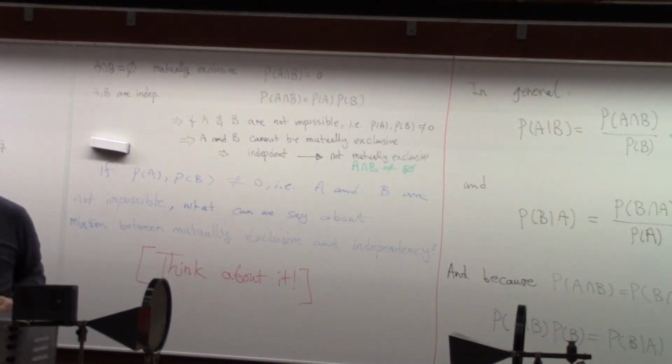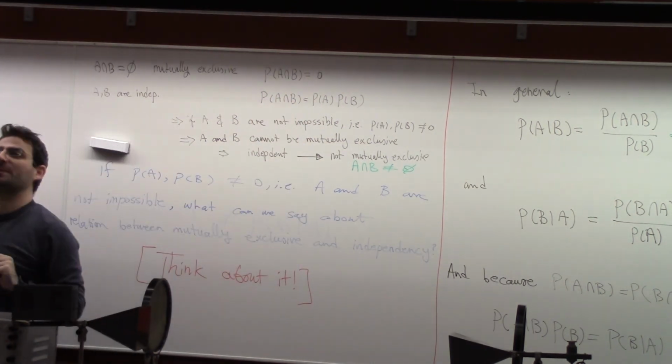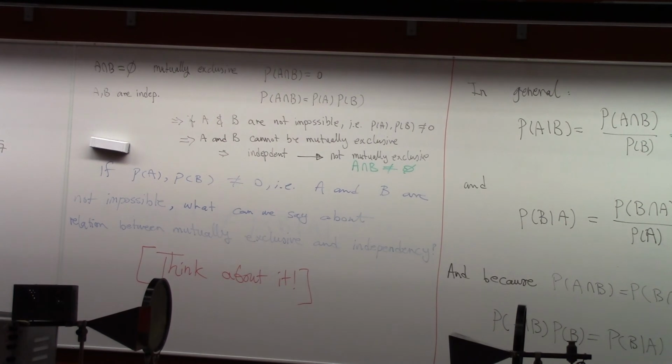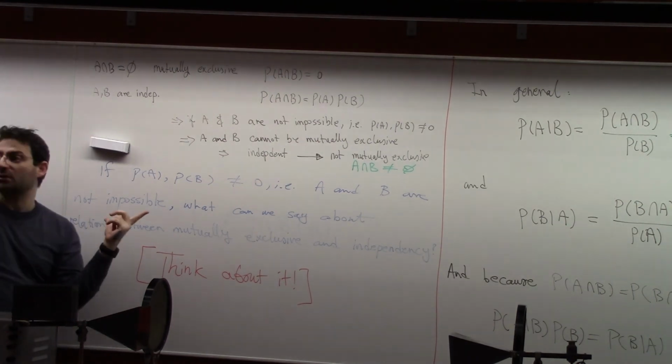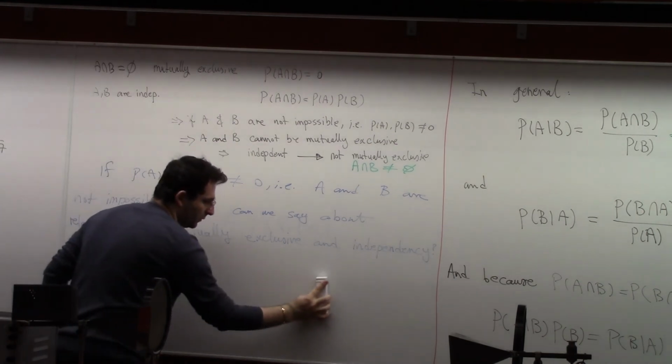Why? Because otherwise one of A or B or both of them should be 0, which means that A or B or both of them should be impossible, which contradicts the condition that we put. So if A and B are independent, and A and B are not impossible, then definitely they are not mutually exclusive. So you do not need to think about it anymore.